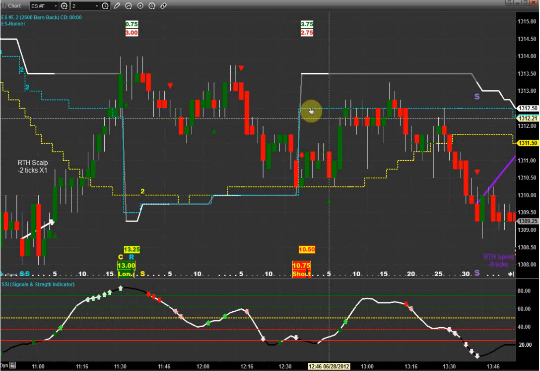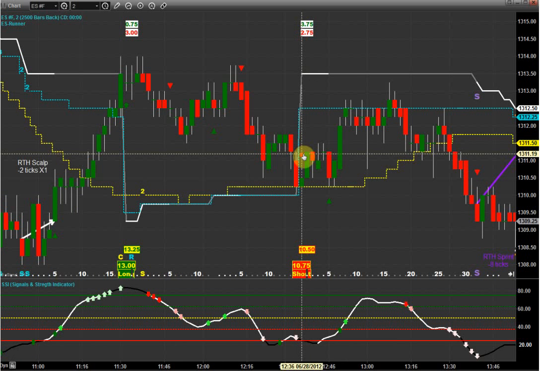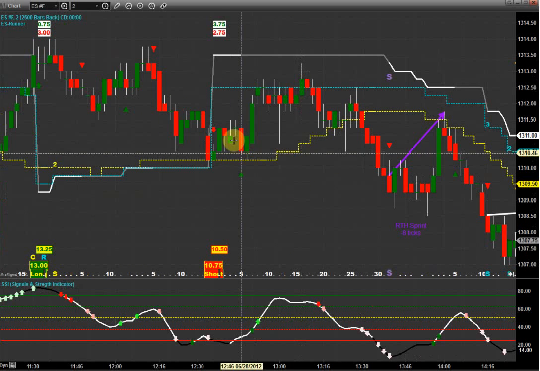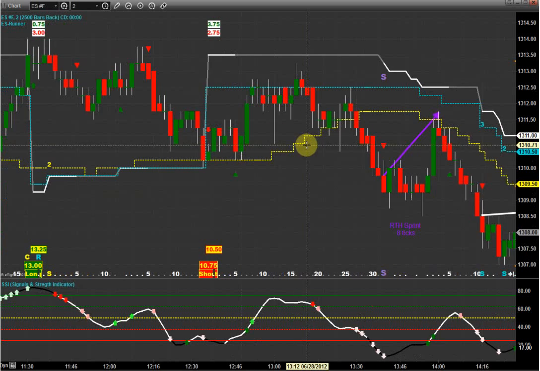All right, so here's lunchtime. We don't take trades between 12 and 1. No new entries between 12 and 1. You can manage your existing positions, but no new entries between 12 and 1. These tend to lose more times than anything.